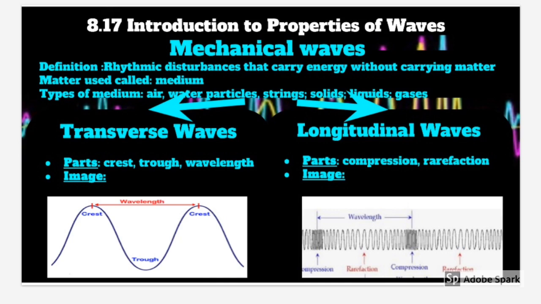Longitudinal waves have two main parts: compression and rarefaction. The compression is the part of the wave that is compressed tightly together, and the rarefaction is the part that is spaced out.